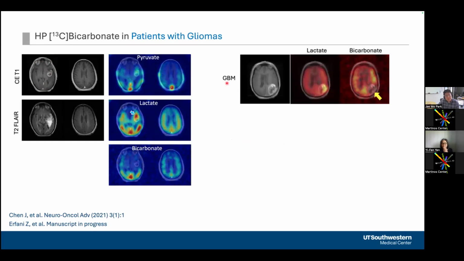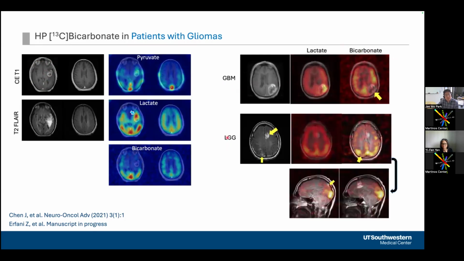This is another example with a high-grade glioblastoma. As you can see, lactate signal was elevated, but bicarbonate signal disappeared. We also recruited some low-grade glioma patients, and as expected, lactate signal didn't go up around the tumor. Bicarbonate is difficult to tell. But one thing that we noticed later, they didn't know either, but later he had a small tumor in the posterior side. And one thing we noticed is that bicarbonate signal was missing in that area.